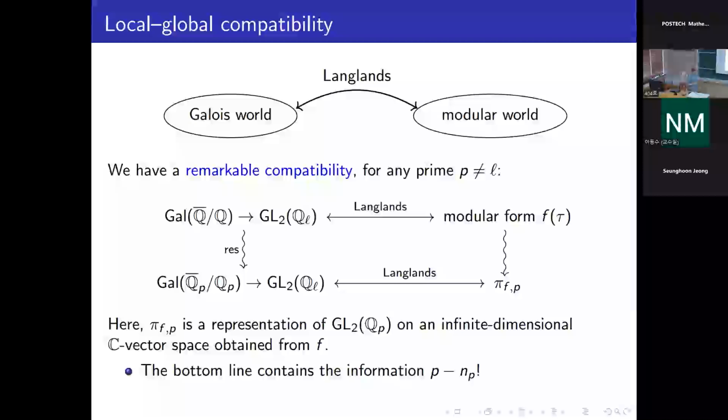The good thing is the top line is extremely rigid, the global setting is much more rigid. And for the global setting, as you know, it's enough to verify it almost everywhere locally. And so here we have more freedom on both sides. In the global setting, it's much more rigid and it's easier to match.